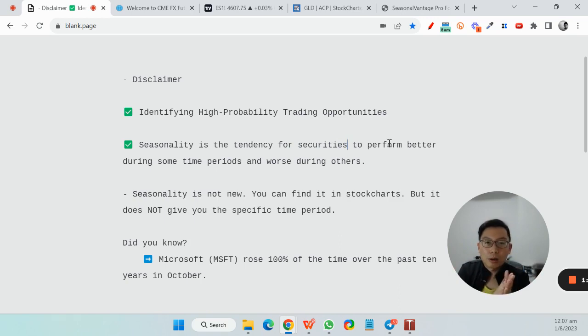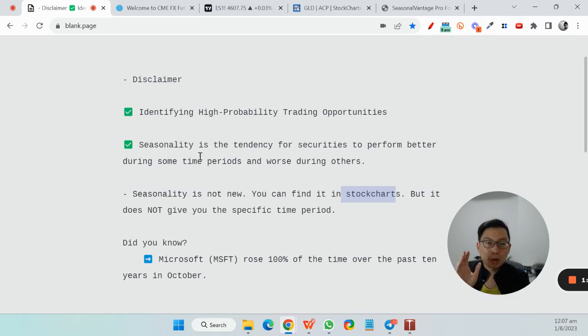So seasonality is not new. You can find some of the data in other platforms, for example, in StockCharts, but it doesn't give you the specific time period. For example, like 1st August to maybe 15 August, that kind of specific time period.